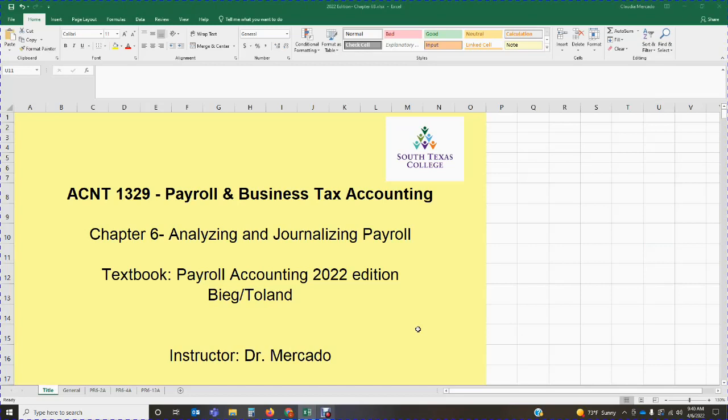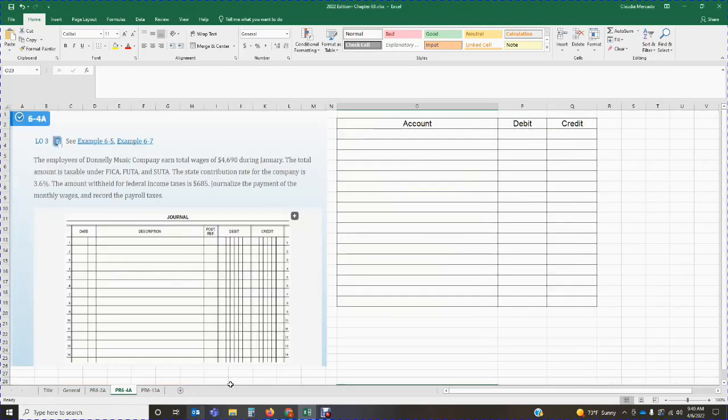In this lecture we will continue covering Chapter 6, which deals with analyzing and journalizing payroll. Remember, we are using Payroll Accounting 2022 edition. In this particular lecture, we're going to continue covering problems from Chapter 6. The specific problem that we're going to be covering is Problem 6-4, okay?